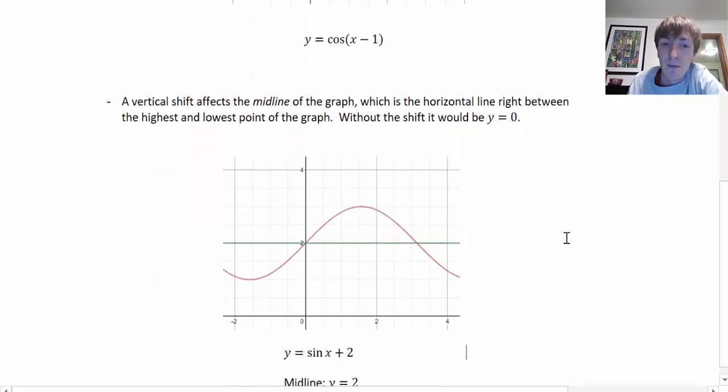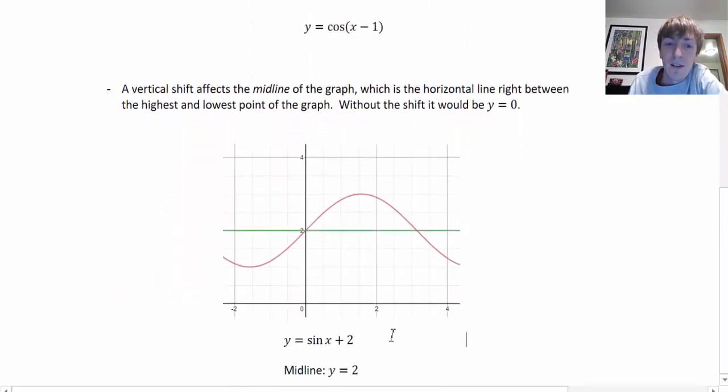So here's just a very simple example of that happening, right? Sine of x plus 2. The plus 2 is not in parentheses, so it's something that I'm doing to the entire function. I want to be careful about parentheses right now. So it's going to push the midline up to y equals 2 and the rest of the function with it.